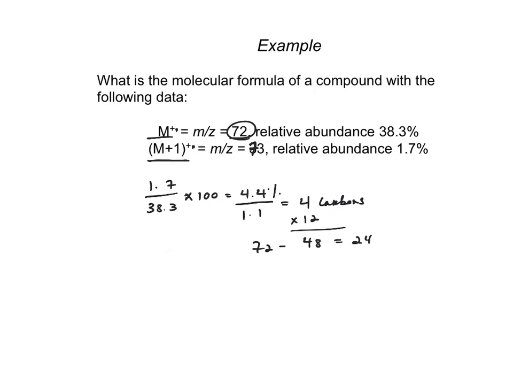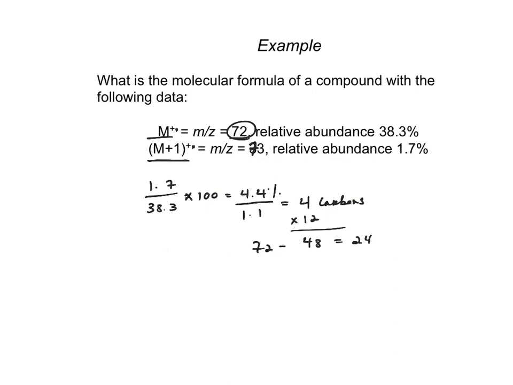Is nitrogen in this compound? The mass is even, so if it's even, we can't have an odd number of nitrogen. But how many nitrogen would we have to have? We have to have an even number, so at least 2. 2 times 14 is what? 28. Do we have 28 still? No, right? So we can't have nitrogen.